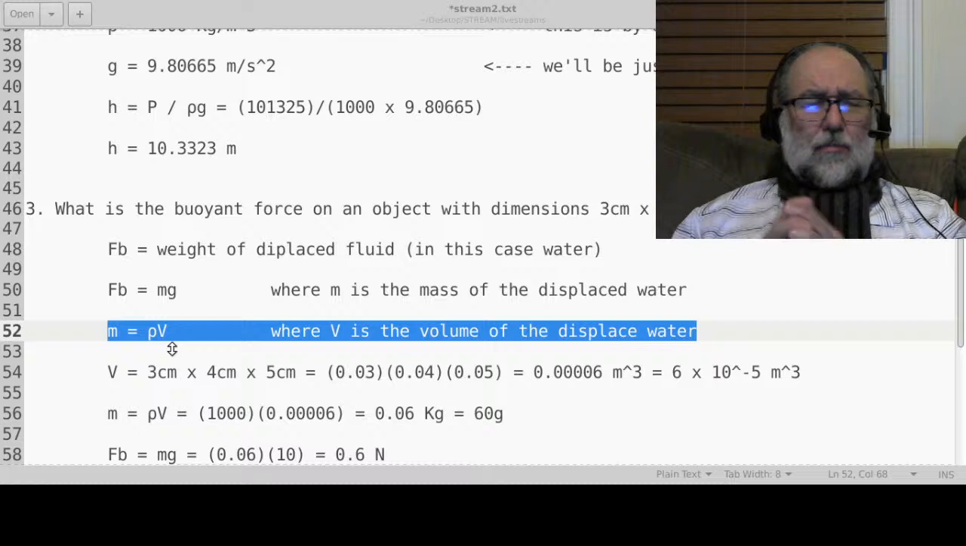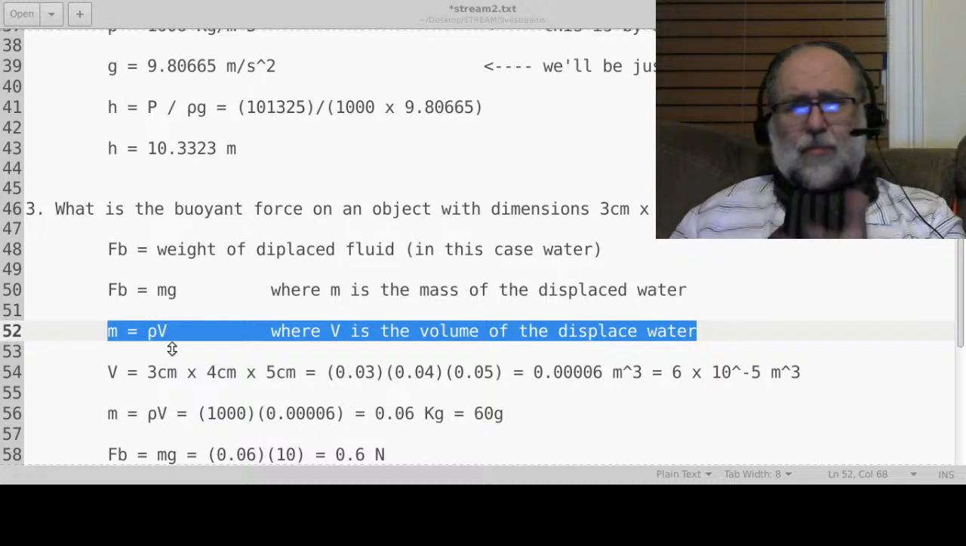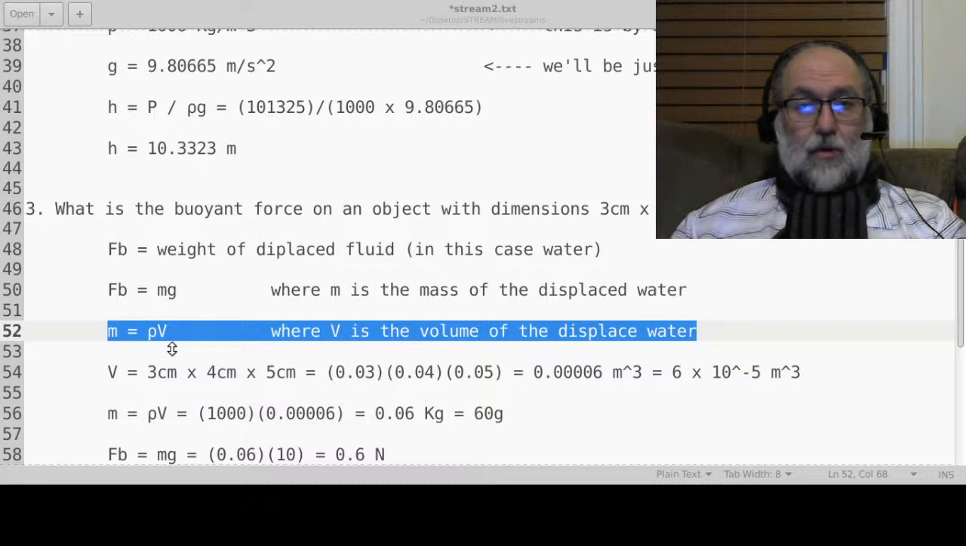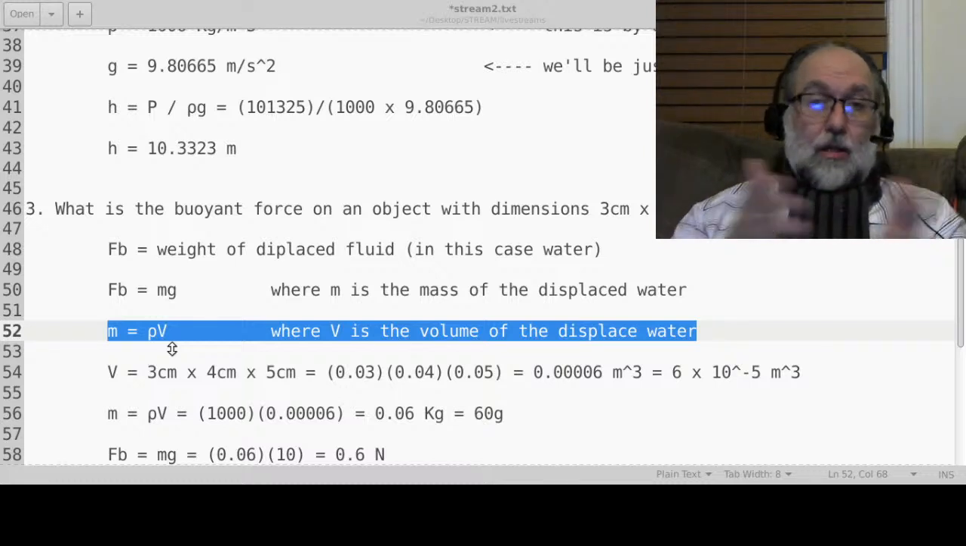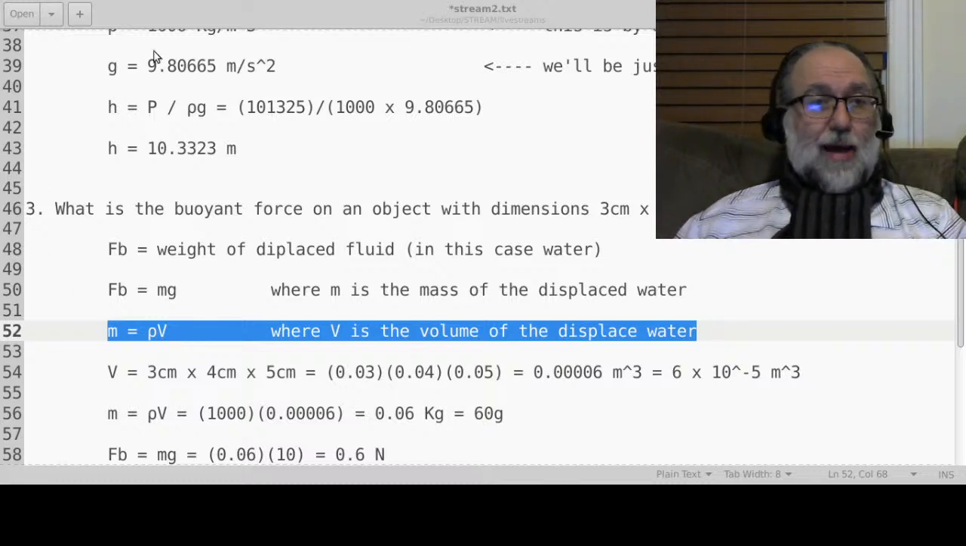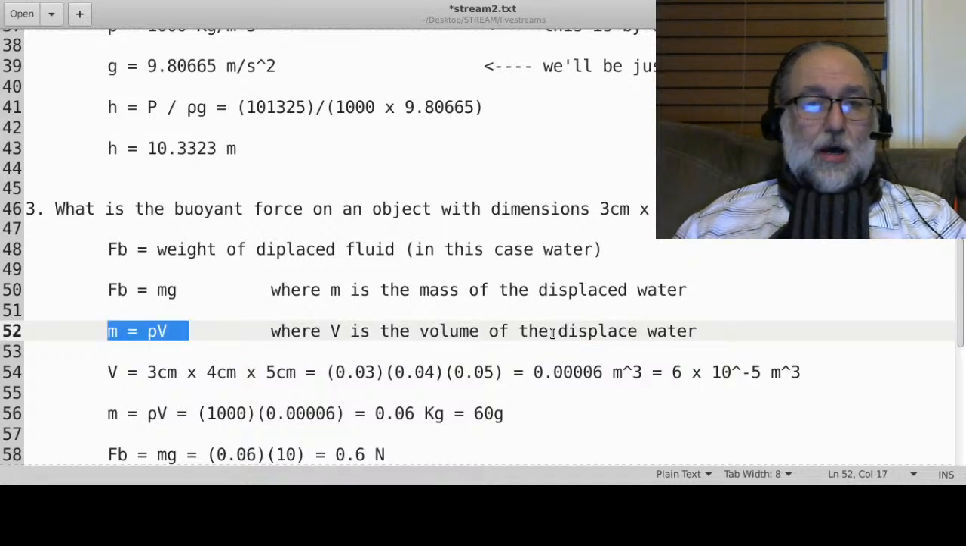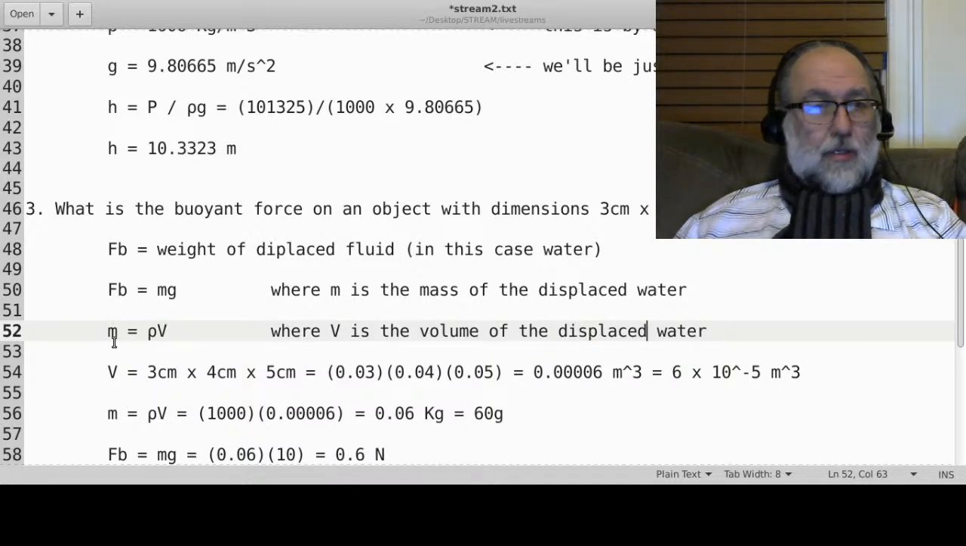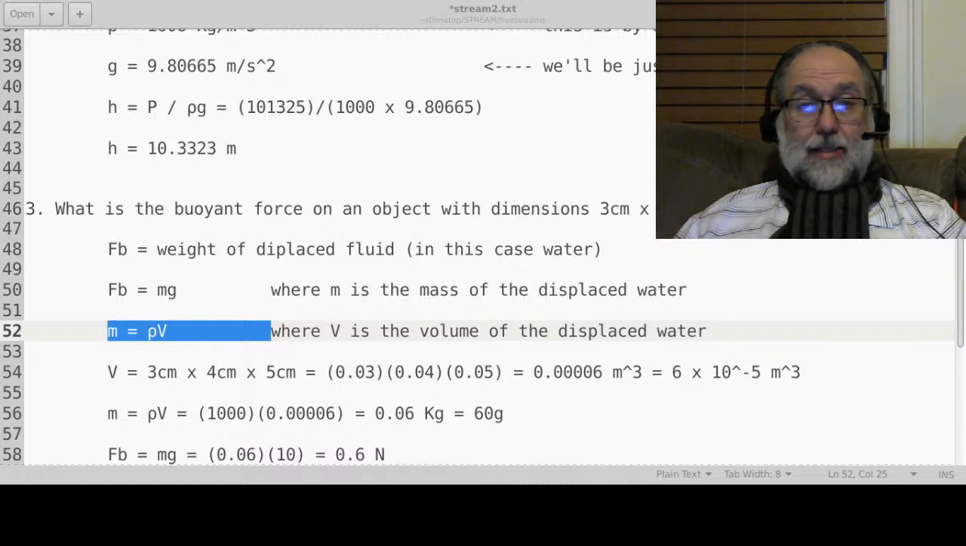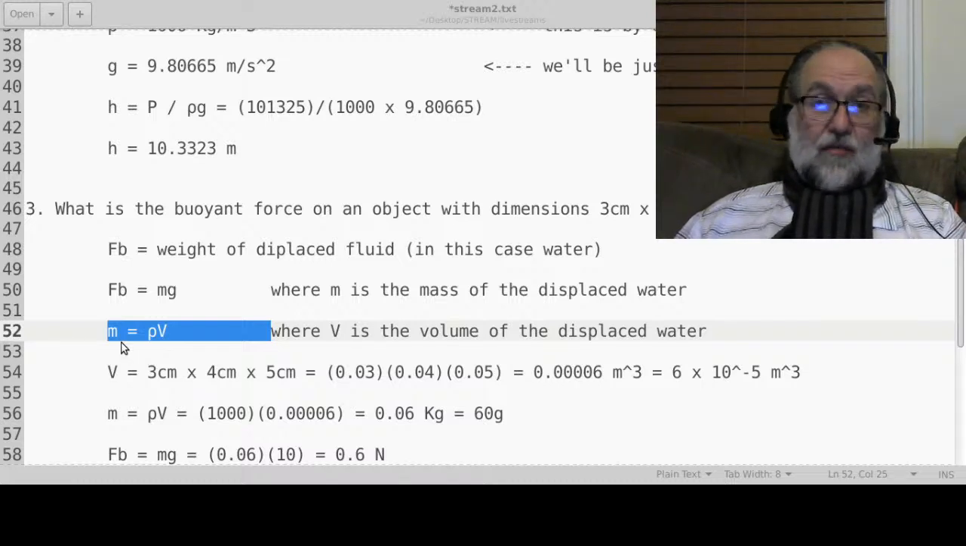The logic is a little bit convoluted here, but let's think of it this way. When you submerge the object, it has a certain volume. The volume of the object equals the volume of the displaced fluid by definition. That's what you mean by displaced fluid. If you take that volume and multiply it by the density of water, that gives you the mass of the displaced water, by definition of density and volume. Then you multiply that by g, and that gives you the weight.